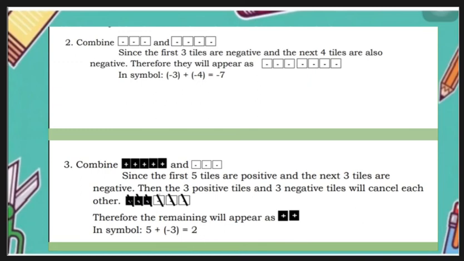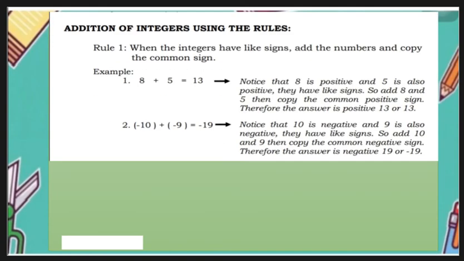Another method, addition of integers using the rules. Rule number 1: when the integers have like signs, add the numbers and copy the common sign. Again, when we say like signs, the signs are the same. It's either positive, positive, or negative, negative.